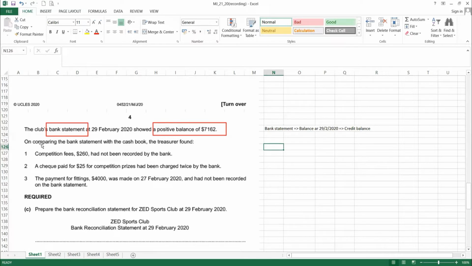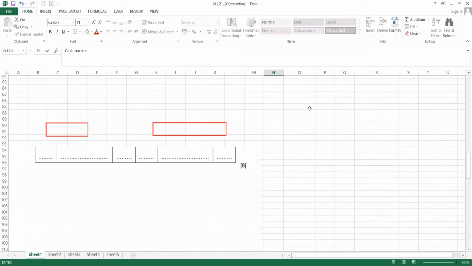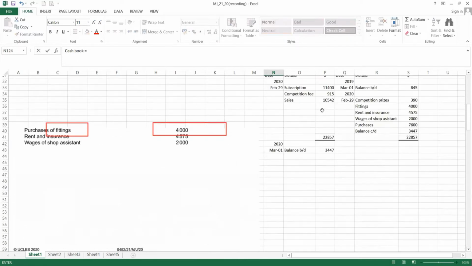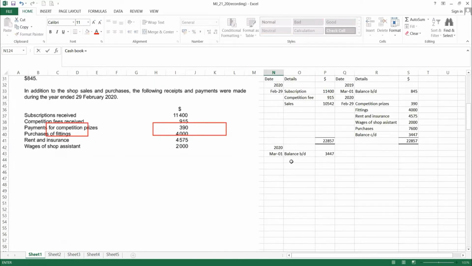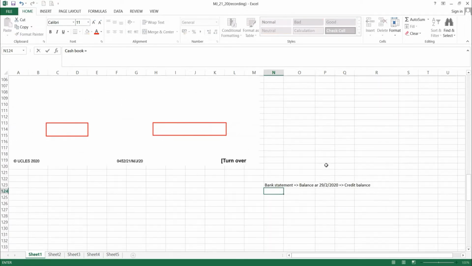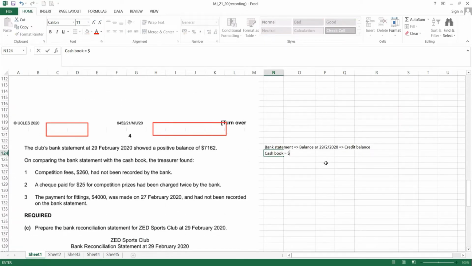Next, on comparing the bank statement with the cash book. So the cash book, how much is our cash book amount? We already calculated, which is from here. 3447, also a positive balance because it's on the debit side. 3447. So this is also a positive balance, but this positive balance is in the debit. It's an opposite difference. Okay.